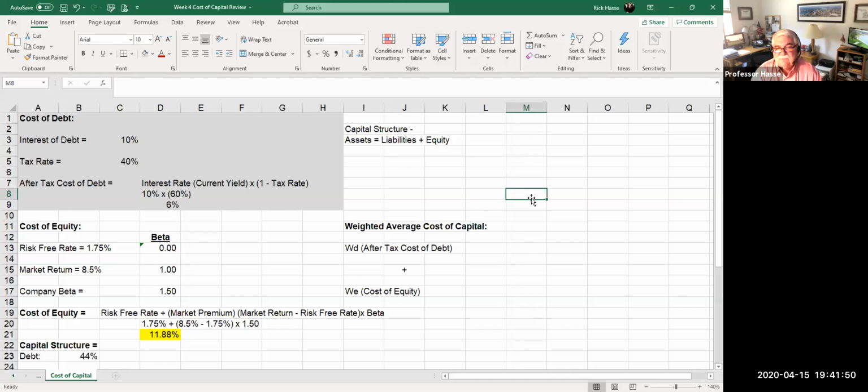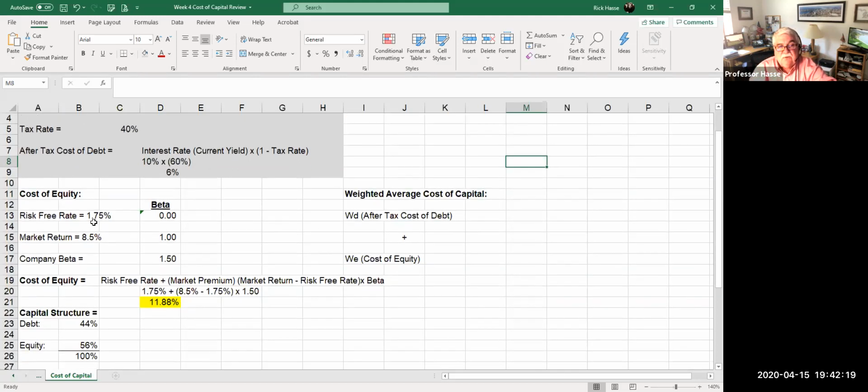That's not that difficult. Now, the cost of equity, again, is what we did last week. The cost of equity is the required rate of return on the equity of the company. That's the capital asset pricing model. That's what you did last week in case number 1, the capital asset pricing model. For this company, the risk-free rate is 1.75%. The market return is 8.5%. The company's beta is 1.5.